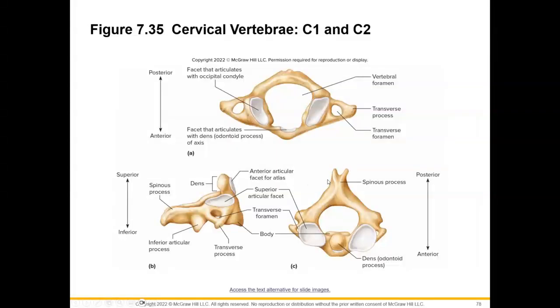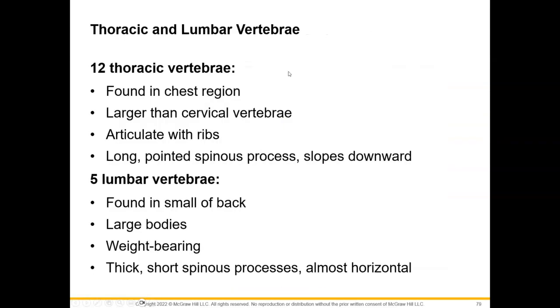Also, we were talking about the spinous process being bifid. So you see it divides. In the thoracic and lumbar, it's just one prominent spine. The 12 thoracic vertebrae are found in the chest region. They're larger than the cervical vertebrae. They articulate with the ribs. Their long and pointed spinous processes are pretty obvious, and they slope downward, and that's important.